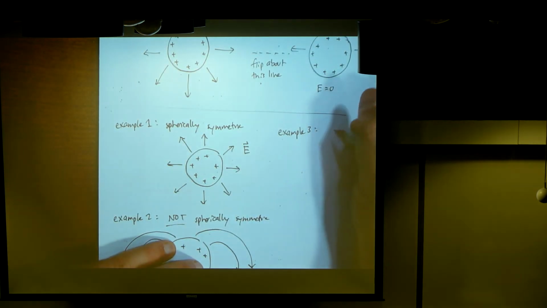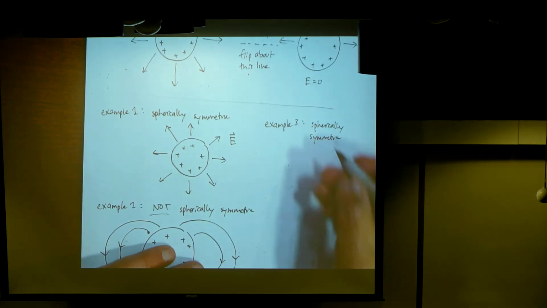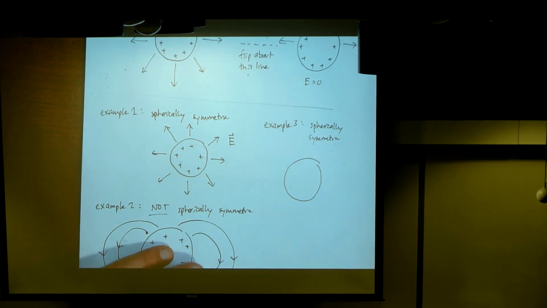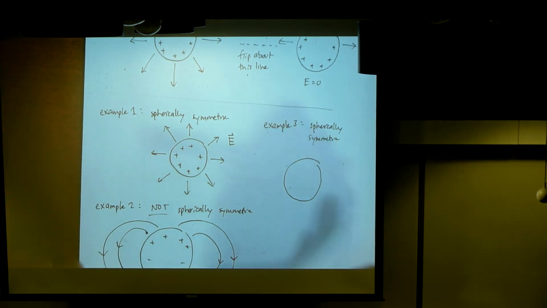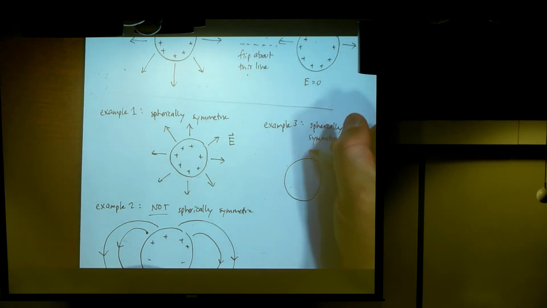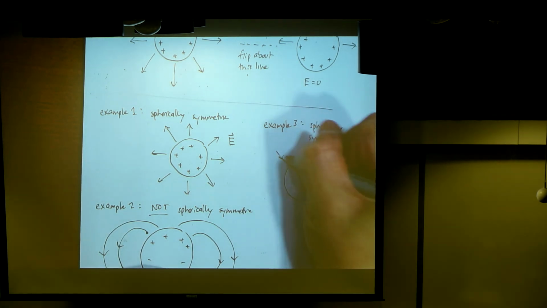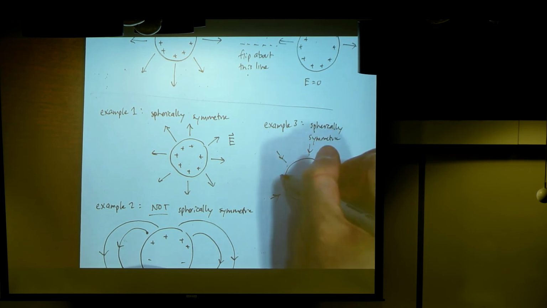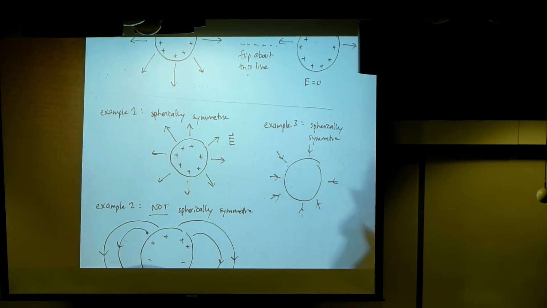Then let's do example 3. That one is spherically symmetric. In this case, we counted up the charges. We have slightly more negative charges on the inside of this sphere, so we'll show E field lines going in a way that looks spherically symmetric. So are we all clear on how this works?